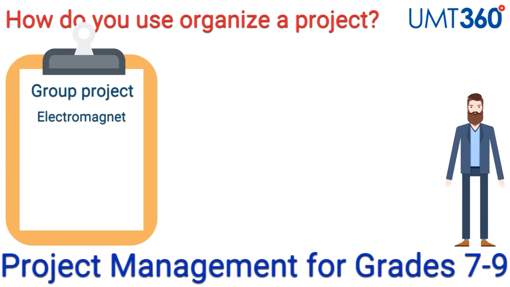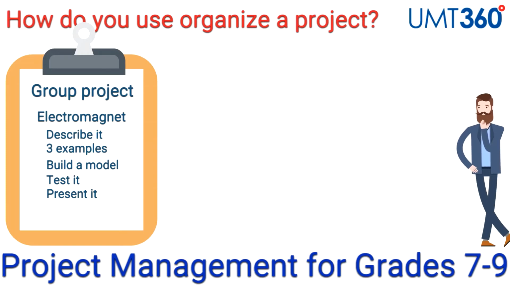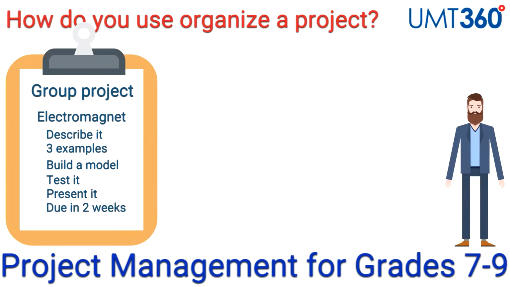Your teacher has given you an assignment that says, describe what an electromagnet is, give examples of 3 electromagnets and how they are used in your home, your car, or industry, build a small electromagnet using simple AA batteries. Use your electromagnet to lift 5 paper clips. Do a 5-minute presentation to the class to show what an electromagnet is, to provide examples of how they're used, and to show your electromagnet working. The project starts today and is due in 2 weeks.